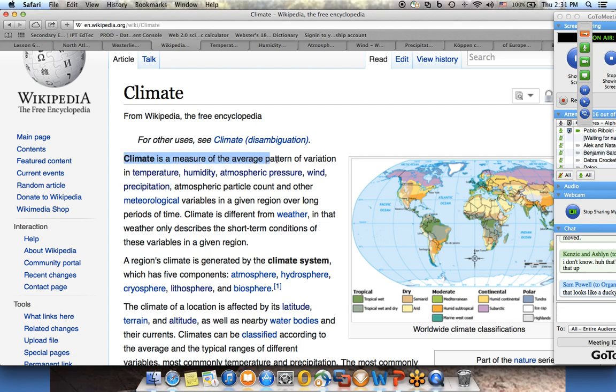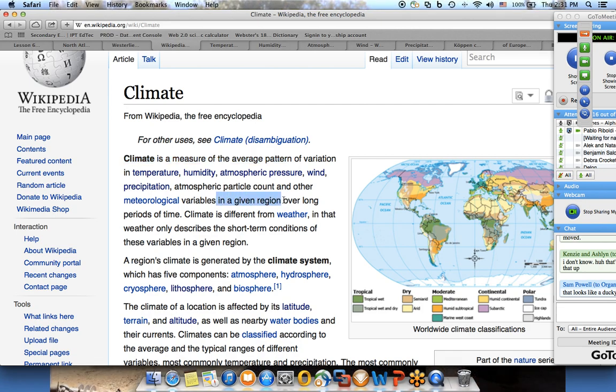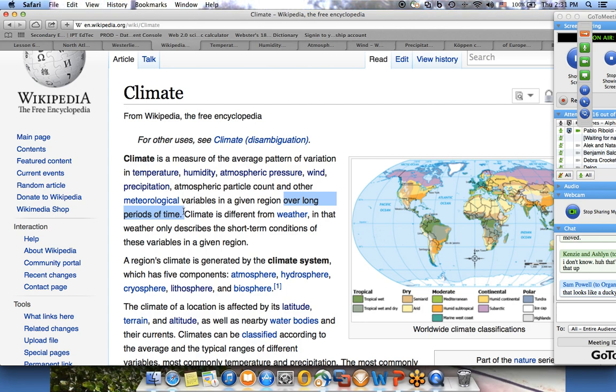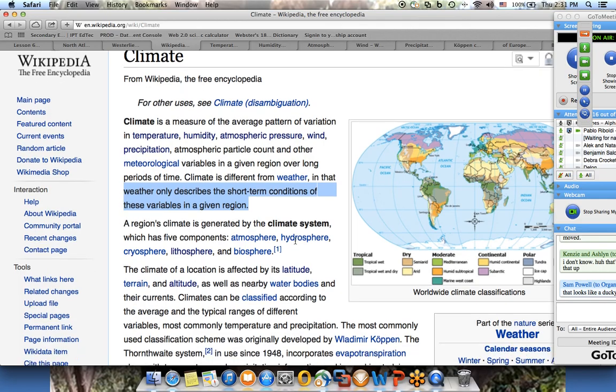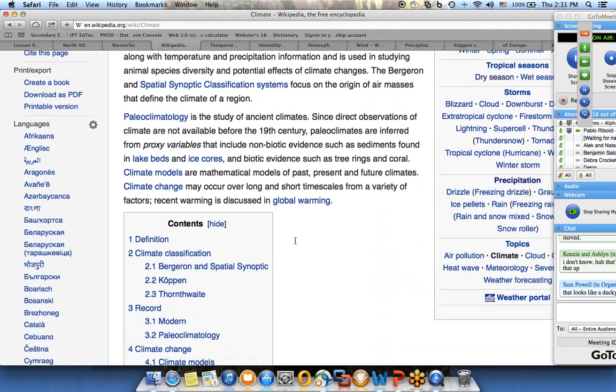And there are some other variables. Climate then is the average pattern of all these variables in a given region over a long period of time. And then it says climate is different from weather in that weather only describes the short-term conditions of these variables. I like this phrase here.